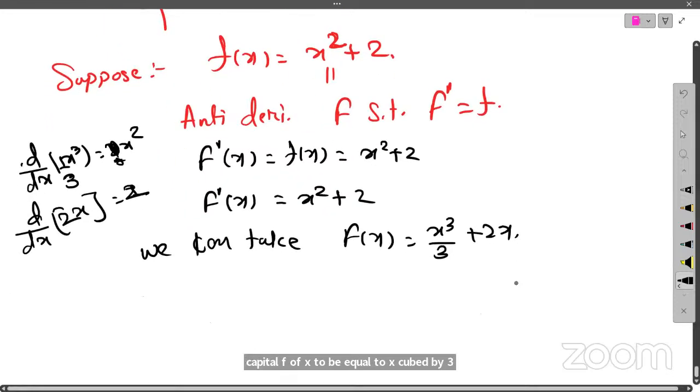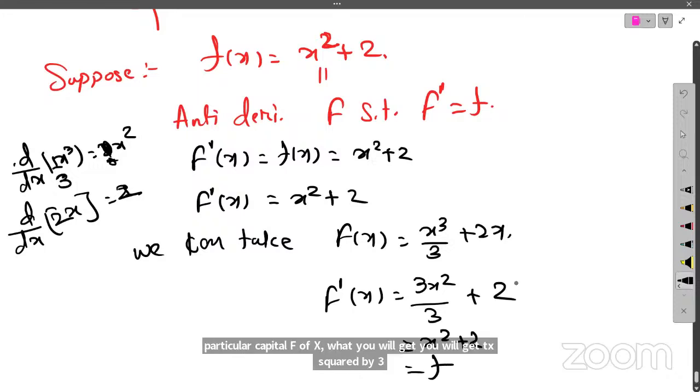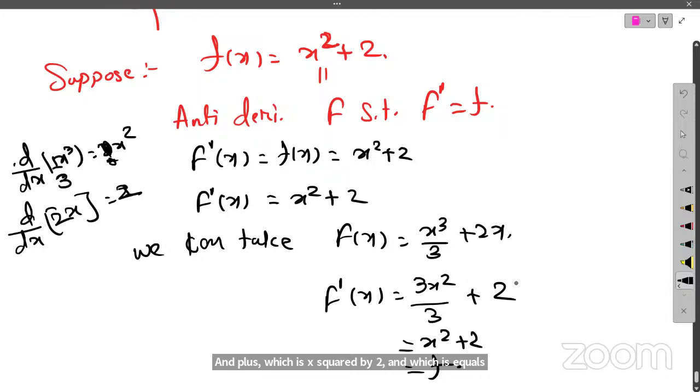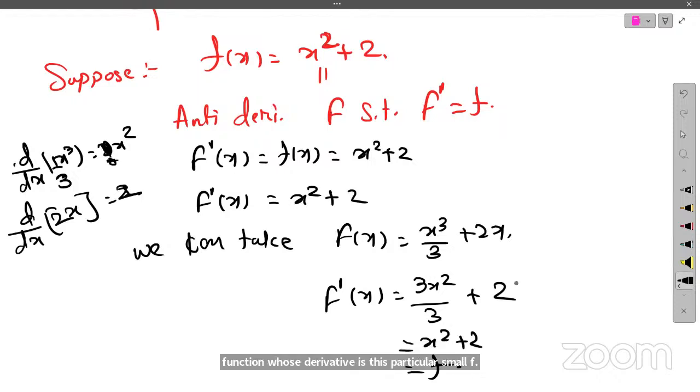Now if you differentiate this particular capital F of x, what will you get? You will get 3x square by 3 plus 2, which is x square plus 2, which is equal to small f. So that's the little difference. Antiderivative means you have to find that function whose derivative is this particular small f, and derivative means just differentiate this small f. Is that fine?